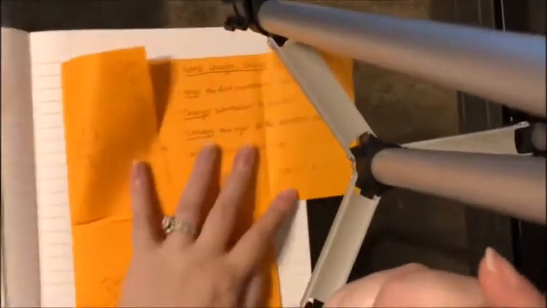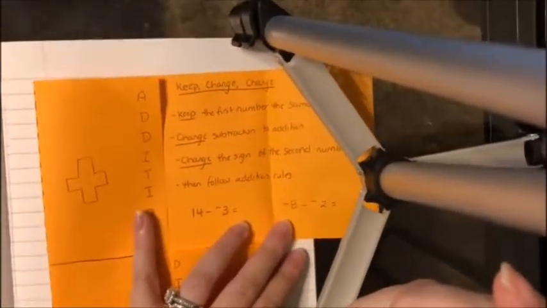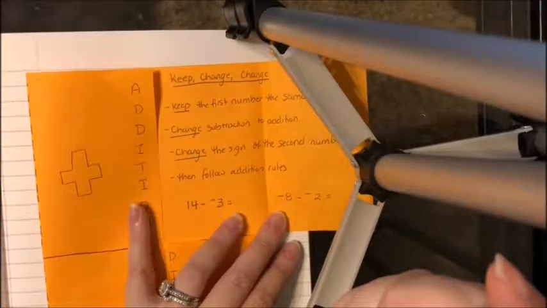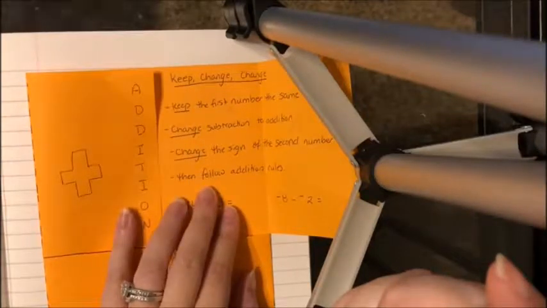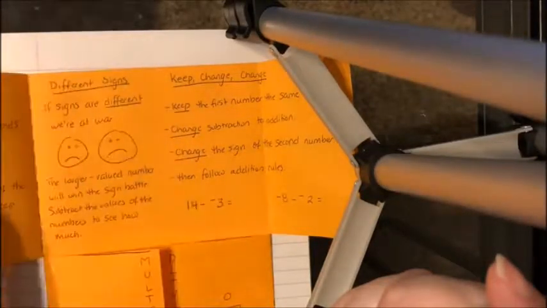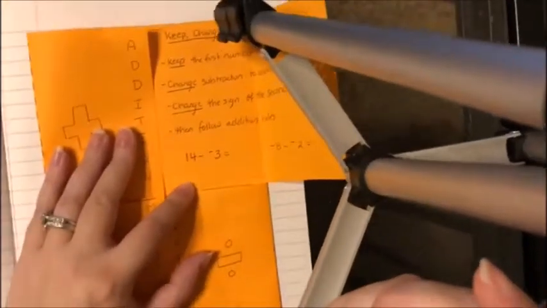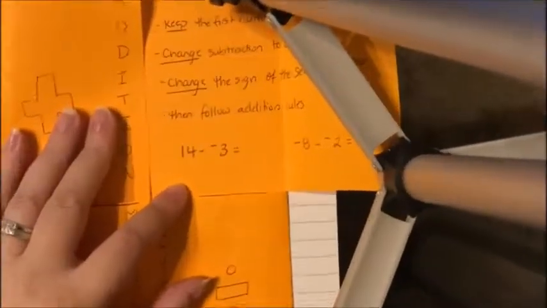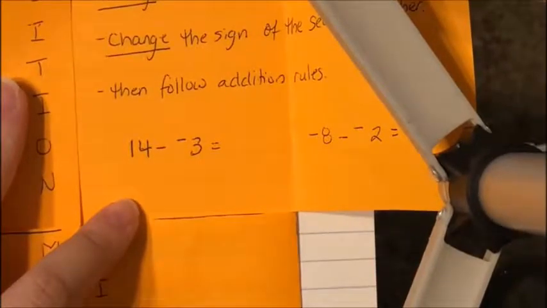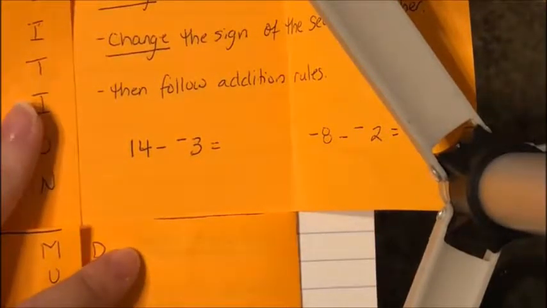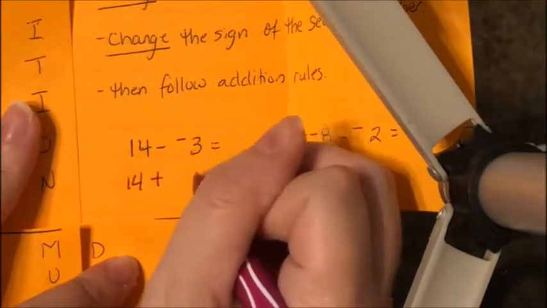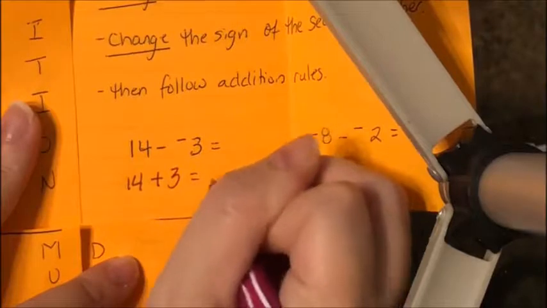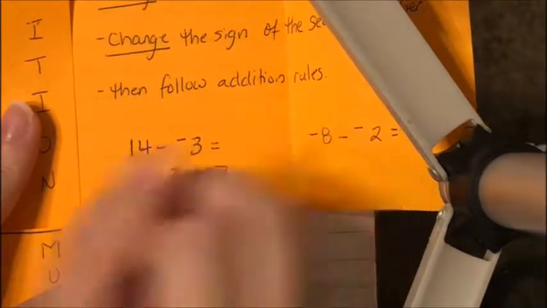For subtraction, you use the idea of keep, change, change. Keep the first number the same, change the subtraction to addition, and then change the sign of the second number. So remember we talked about having additive integers, okay? So there's an example down here. I have 14 minus a negative 3. Okay, so I keep my first, change my sign, and change my sign. So I get 14 plus 3, which is 17.